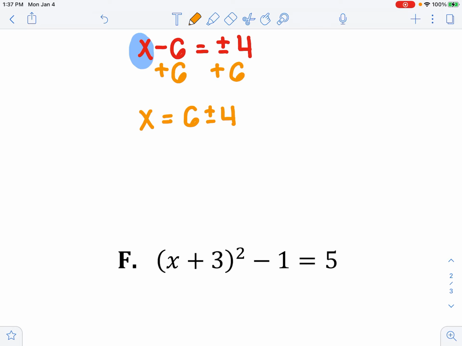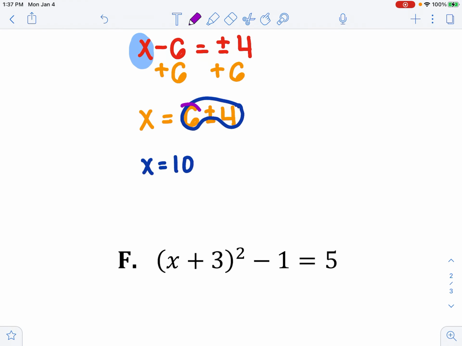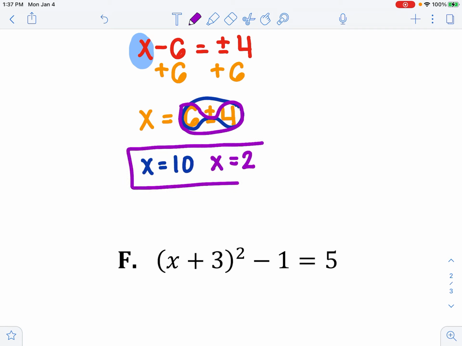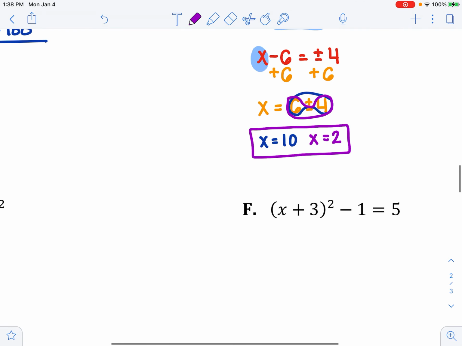Now, I have to ask myself, do I know what 6 plus 4 is? And the answer is yes, that is 10. Do I know what 6 minus 4 is? And the answer is yes, it is 2. So I have 2 answers. I have the answer of 10, and I have the answer of 2. Don't leave it as 6 plus or minus 4, because you can add 4 and subtract 4 from 6.